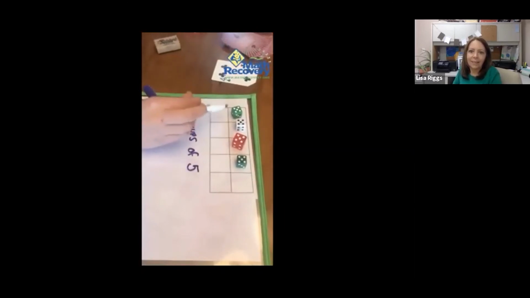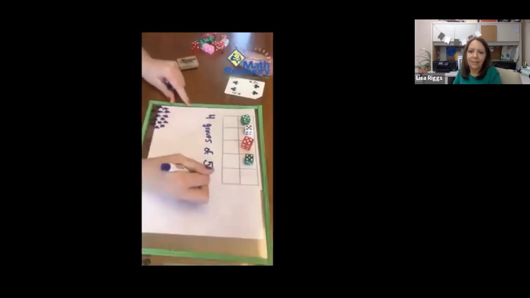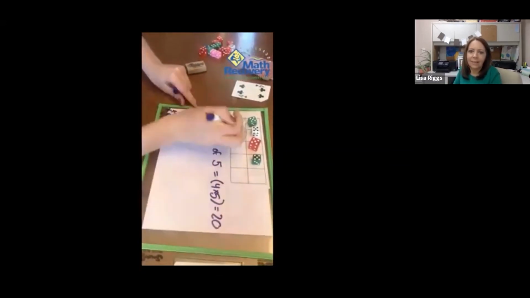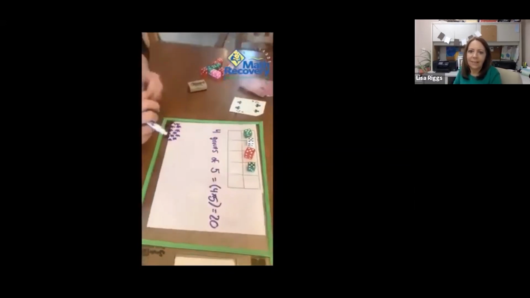So I can count. I can go 5, 10, 15, 20, and realize that 4 groups of 5, which is equal to 4 times 5, is equal to 20. So it's totally okay if I need to count it out. And that's a really good way for me to conceptualize what that is.